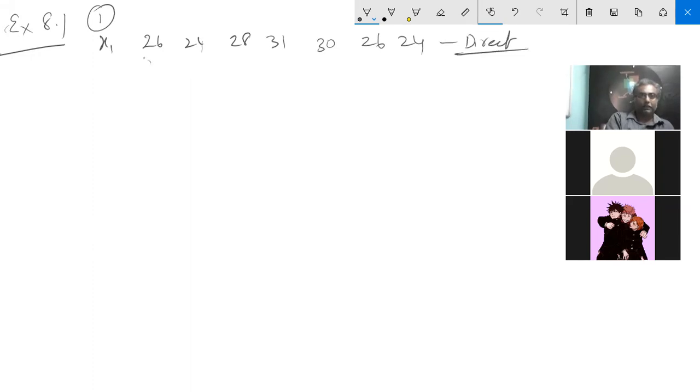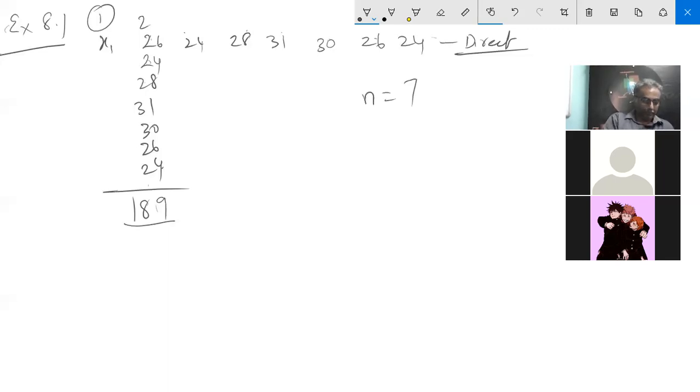How much is all this? 26 plus 24 plus 28 plus 31 plus 30 plus 26 plus 24. Just use 4 plus 6, 10 plus 1, 11 plus 8, 19, 20, 21, 22, 23, 23 plus 6 is 29. How many values? 1, 2, 3, 4, 5, 6, 7. N is equal to 7.